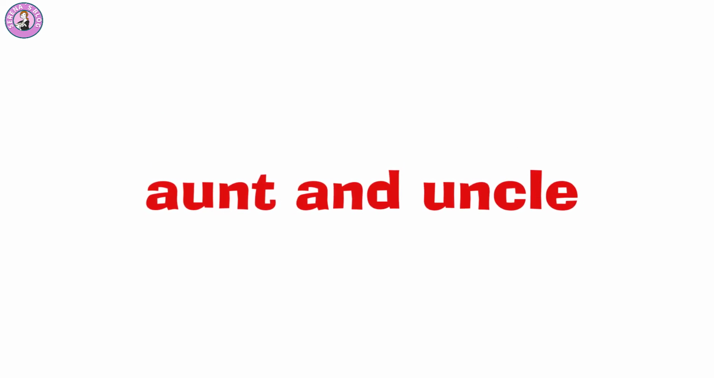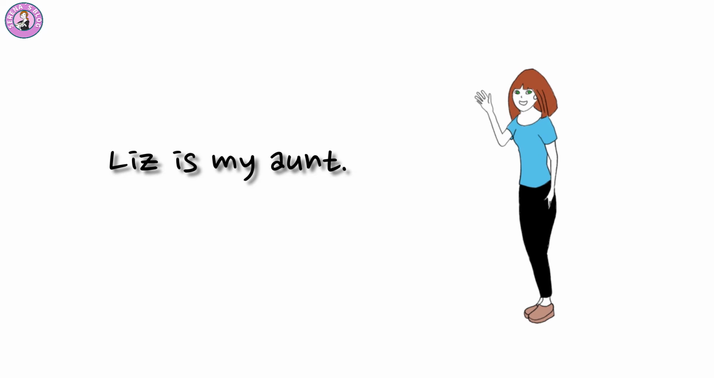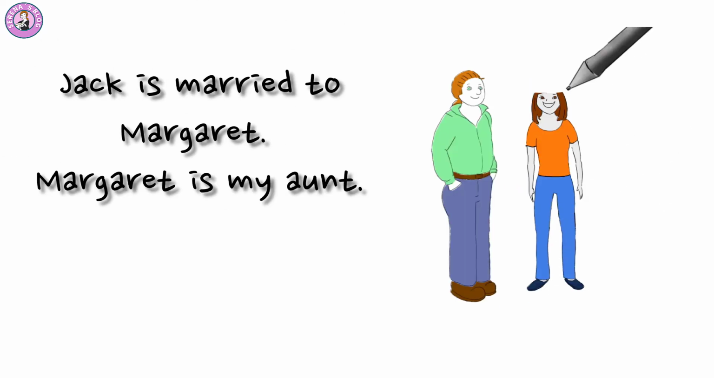Aunt and uncle. Jack is my uncle. Liz is my aunt. Jack is married to Margaret. Margaret is my aunt.